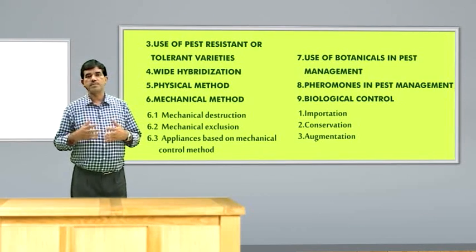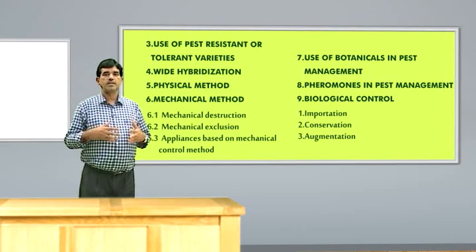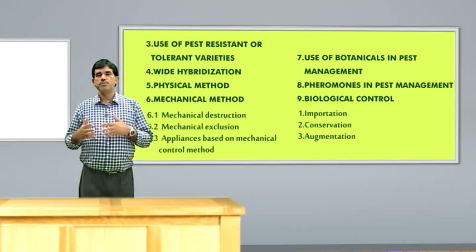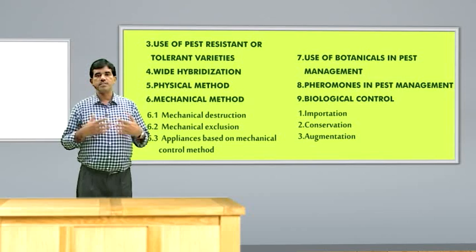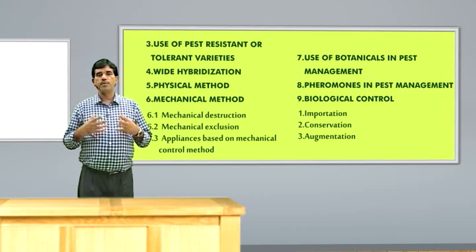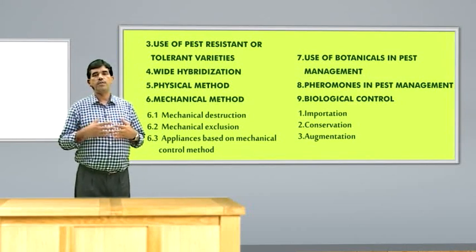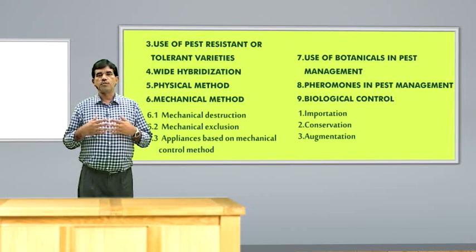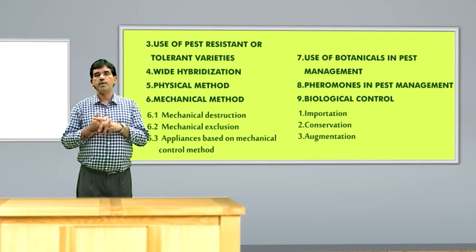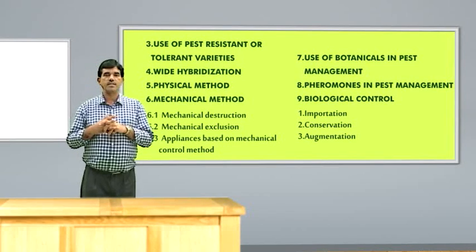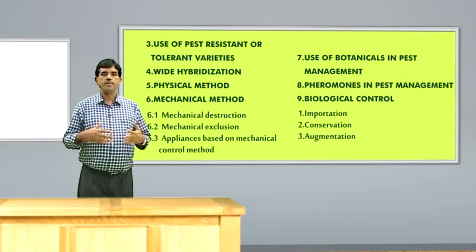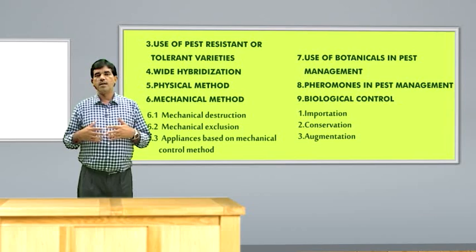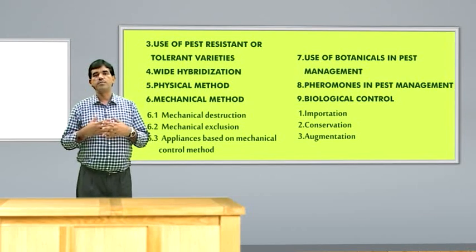Pheromones in pest management. Pheromones are chemical substances released by insects which attract other individuals of the same species. Sex pheromones have been used in pest management in many ways like monitoring, mating disruption or mass trapping. Commercially available sex pheromones are there in the market, and they are available for American bollworm, pink bollworm, spotted bollworm, tobacco cutworm, yellow stem borer of rice, mango fruit fly or melon fruit fly.